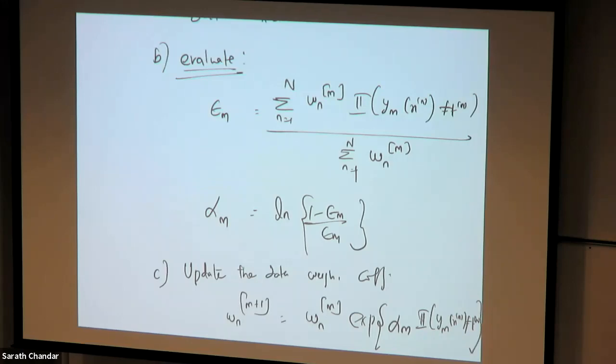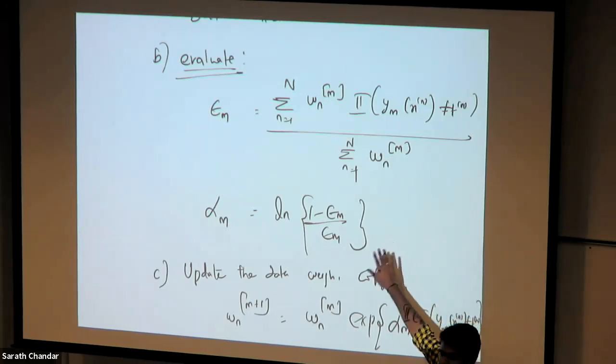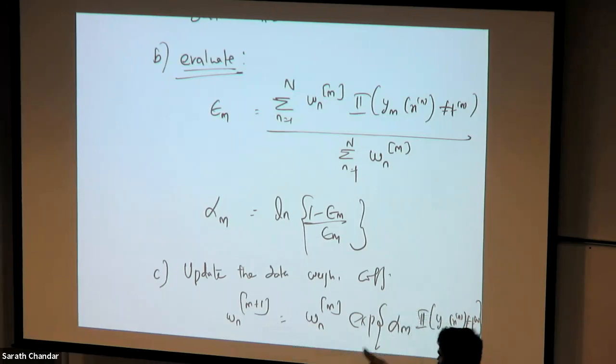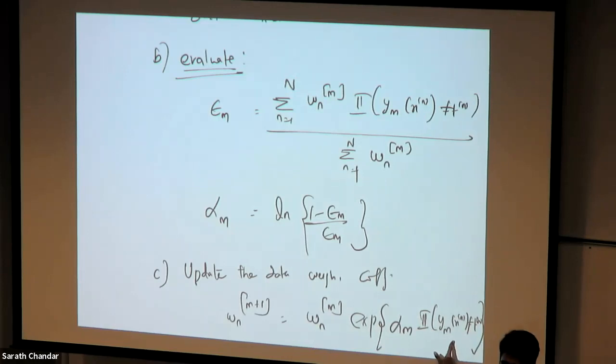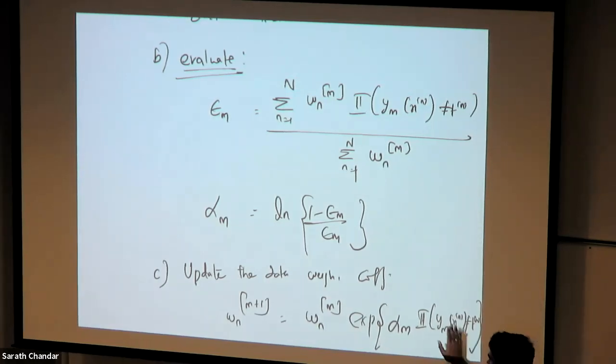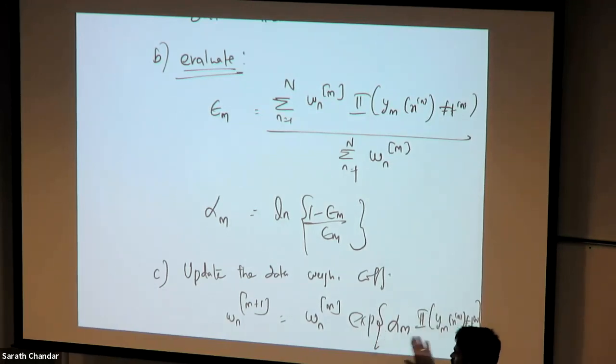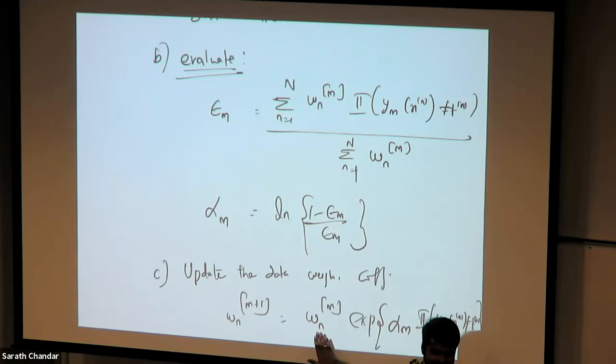Is that clear? Now, so what does this mean? This means that after training, I'm going to increase the weights for classifiers. How am I doing that? I'm doing that only if the indicator function is true. If this is 0, that means there is no incorrect prediction for that example, right? Then this whole thing becomes 0, so I'm not changing the weight.